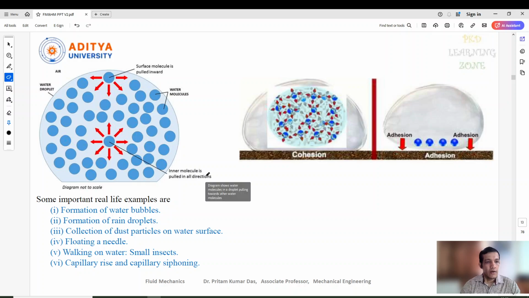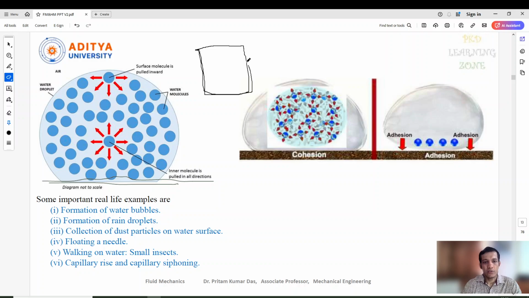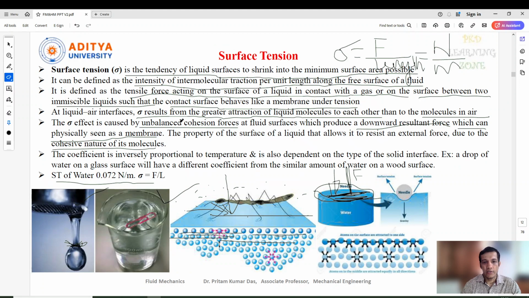Now here I have taken that diagram from the internet. In this, if you see, the surface tension is acting like a spherical or circular object, not in kind of a rectangular or square object, because if you see the definition, it is the minimum surface area possible. The surface shrinks into the minimum surface area possible.